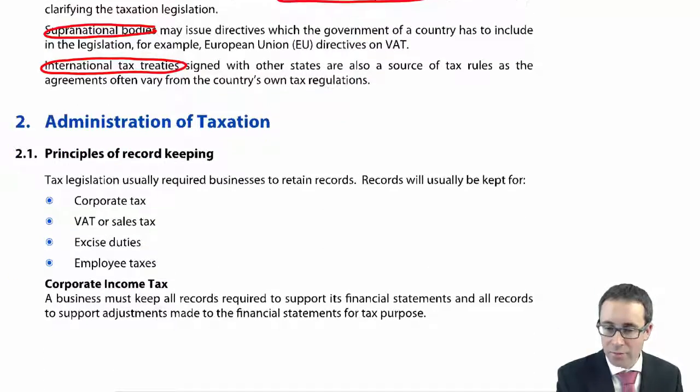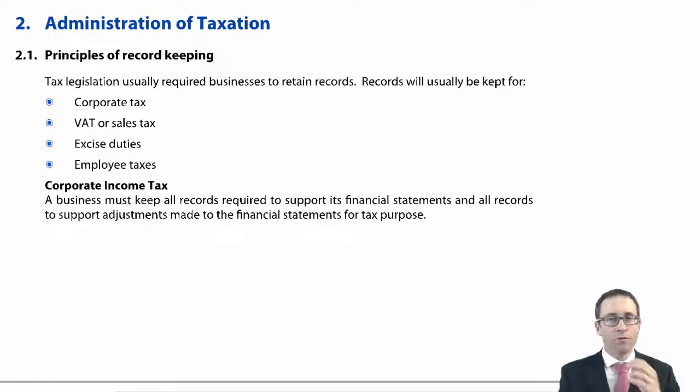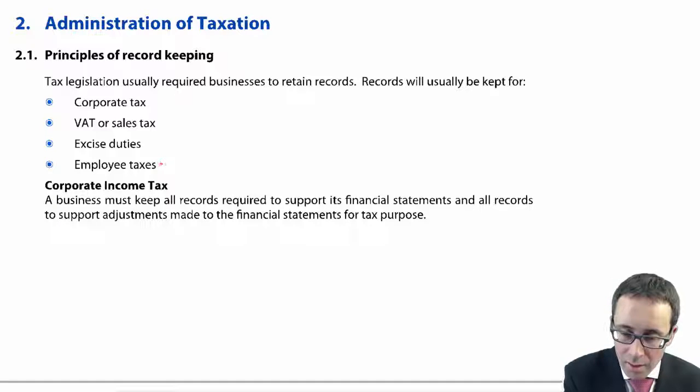Next bit, I don't want to spend too long upon it, it will send you to sleep: the administration of tax. You need to maintain your records for everything to do with tax: corporate tax, income tax, VAT, sales tax. So we're talking about purchase invoices, sales invoices, payments made, and cash received if you're thinking about your sales tax and the output VAT that you've received. Likewise, excise duties and employee taxes. In the UK, our employee tax is usually referred to as PAYE and NI.